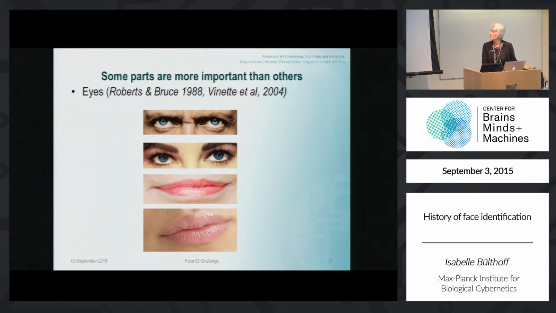Then some parts of the faces are more important than others. I think that's quite obvious. If I show you this and ask who is shown, at least I hope that it works, it's easier to identify the faces when you see the eyes, when you see, for example, the lips.